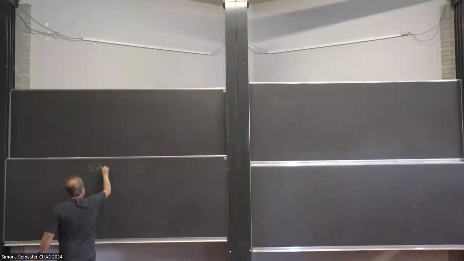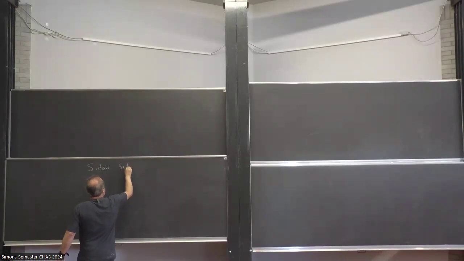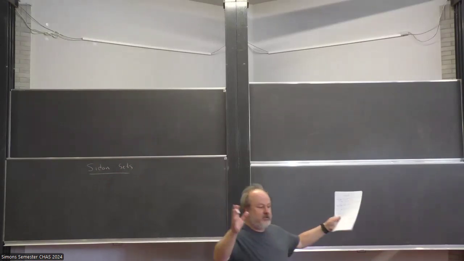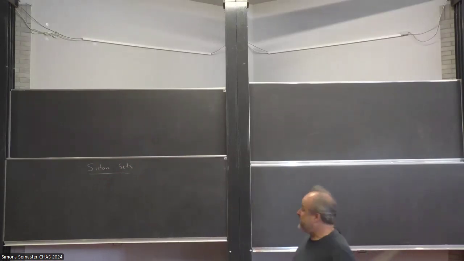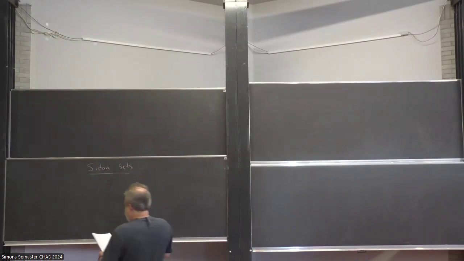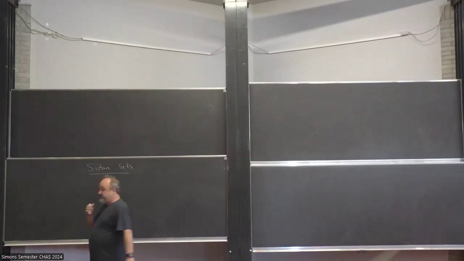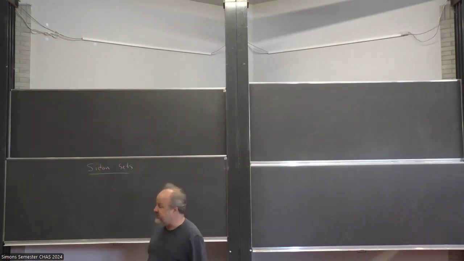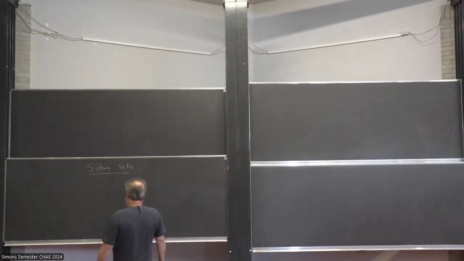Coming down to it, I'm going to start talking about a new topic, but we're going to connect things up as usual. So, Sidon sets. The theory of Sidon sets was developed in the 1950s. That's the theme of this course, the golden age. We're going to talk about the beautiful work of Walter Rudin.